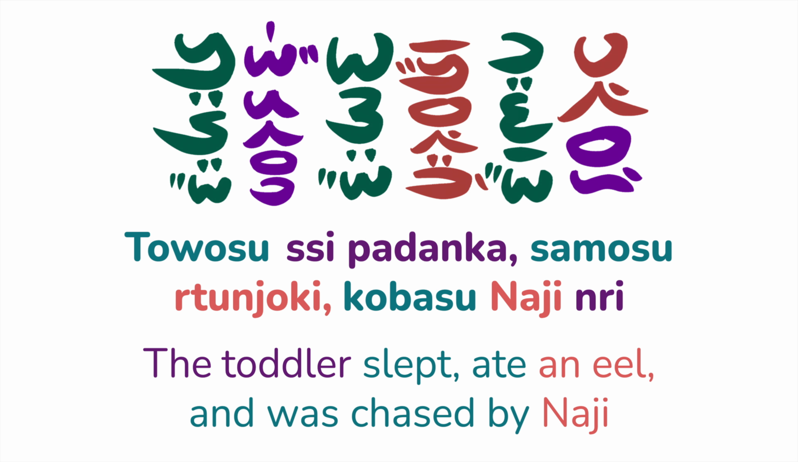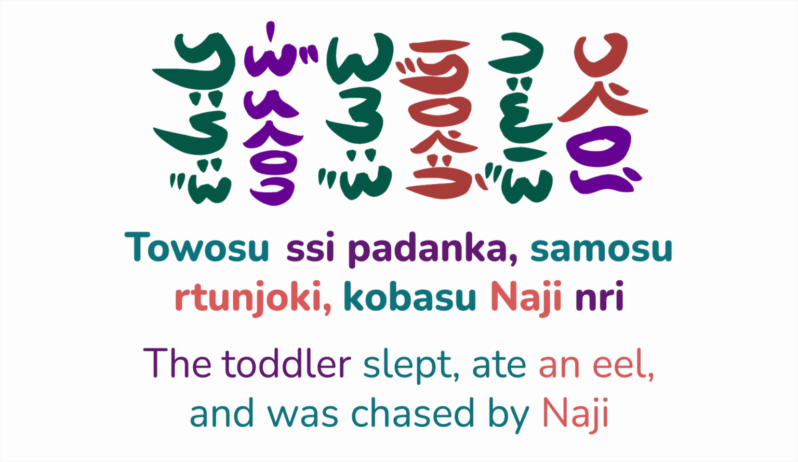toddler slept, ate an eel, and was chased by naji. Even in English, we don't have to mention the toddler more than once. It's just assumed to stay as the topic. And you might be wondering why there's another topic particle at the end, if the toddler stays as the topic throughout. And that's because although it stays as the topic, it does switch roles.